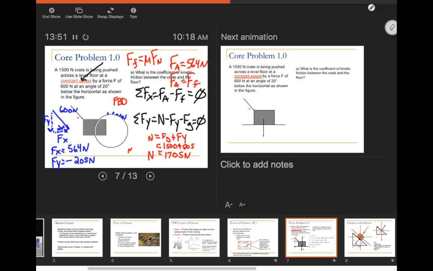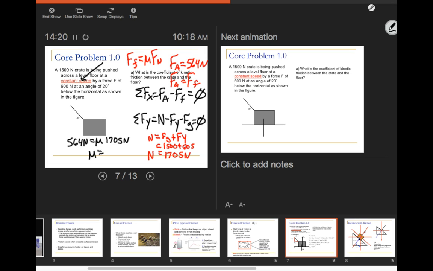Now that we have all that figured out, the force of friction would be 564 newtons equals mu, and then our normal force is 1,705 newtons. So we're looking at 564 divided by 1,705. Bam! Mu equals 0.33.